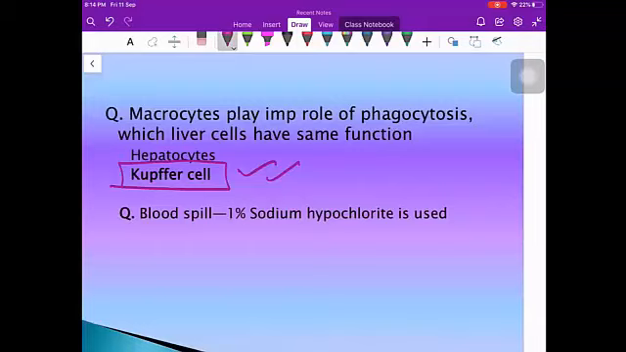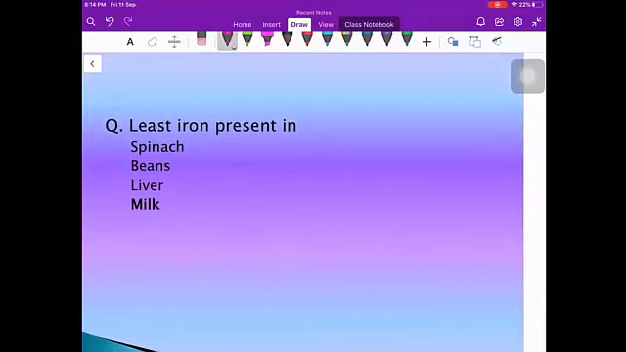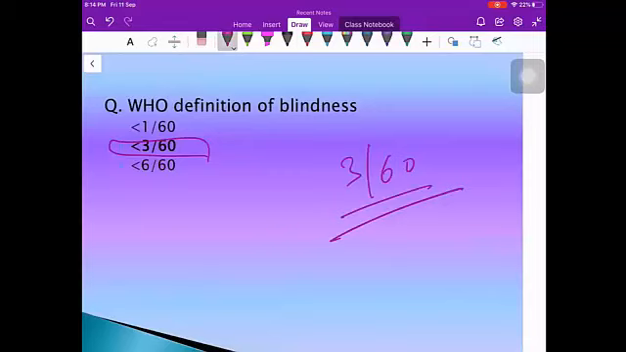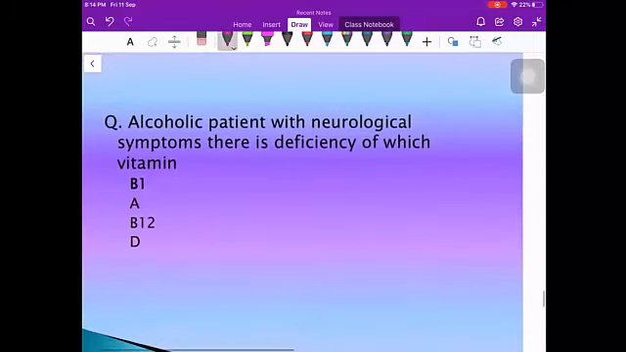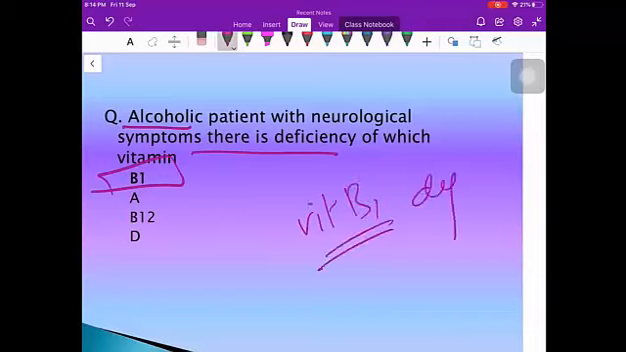That is Kupffer cells. A nurse was taking a blood sample and it was spilled. Now which disinfectant should be used? So 1% sodium hypochlorite. Least iron is present in spinach, beans, liver, milk? So the answer is milk. WHO deafness and blindness is always remembered as 3/60. So that is a very, very straight question. Alcoholic patient with neurological symptoms: in an alcoholic patient, when there are neurological symptoms, it is always a vitamin B1 deficiency.